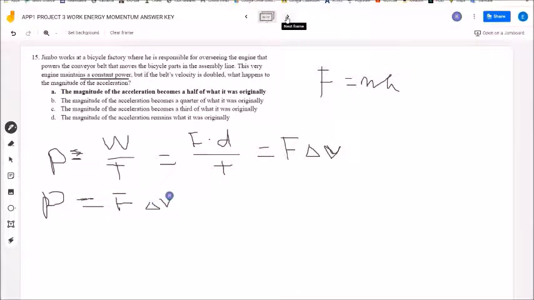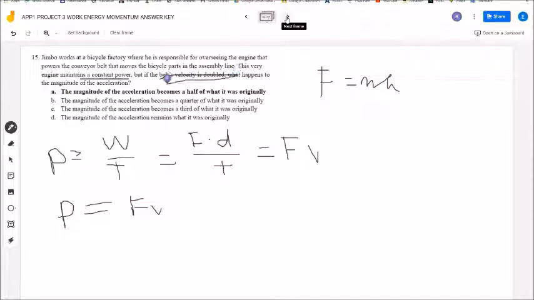Power is equal to force times velocity, and we know from the question that velocity is doubled. So if P equals FV, now P equals F times 2V, right? But this engine maintains a constant power. P is a constant value. It's not changing. So when velocity is doubled to 2V, the force has to go down in order for this to stay constant.